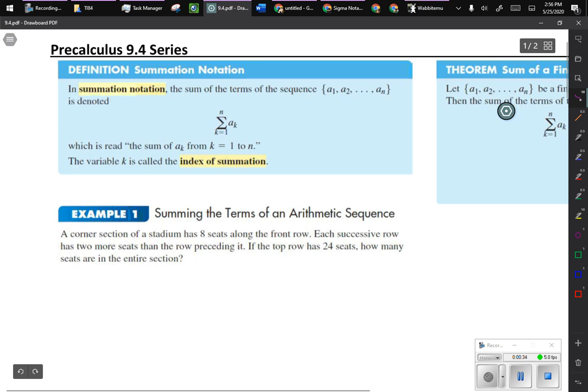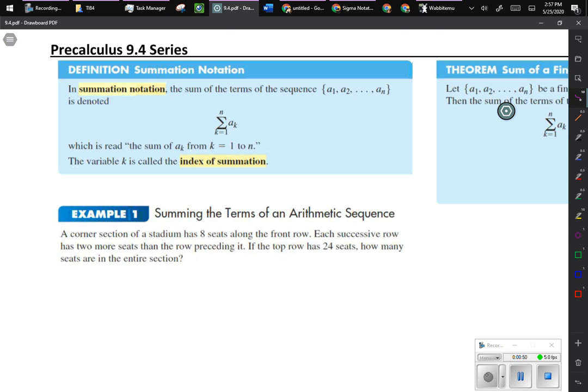The bottom number of sigma and the top number just indicate your starting value and your ending value, right? Or the first term to your nth term. So this sigma notation would read the sum of a sub k for k is equal to 1 to n. Well, k is equal to 1 represents the first term, and n would represent your nth term. Let's take a look at an example.